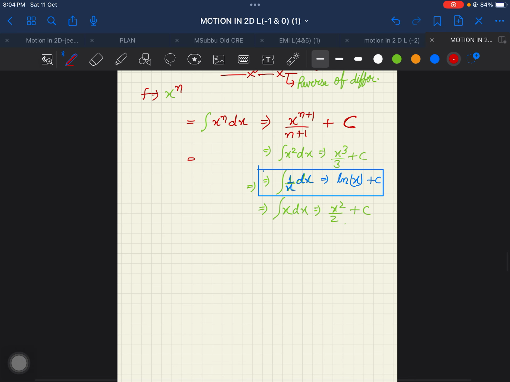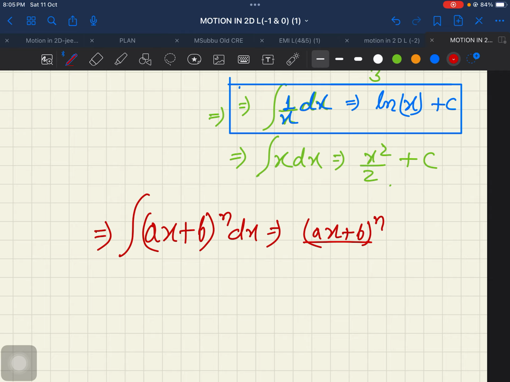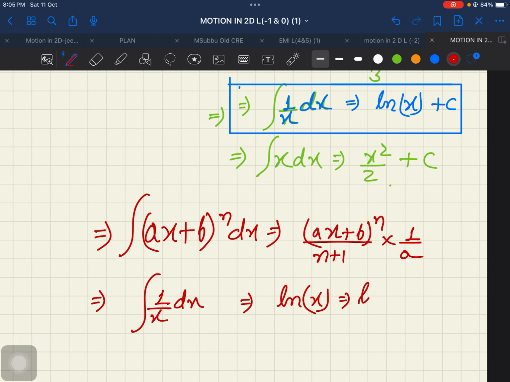Okay, so your second formula: the integration of (ax + b) to the power n dx will be equal to what? It is (ax + b) to the power n+1 divided by n+1, into 1 by a. That's it, right? Again, the integration of 1 by x dx we have just seen. This is ln x. ln means log to the base e. Just check, right?